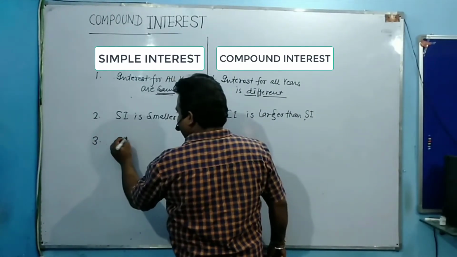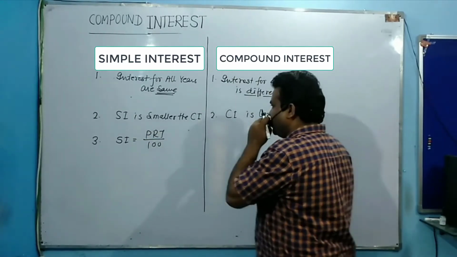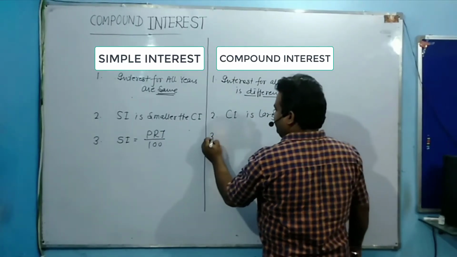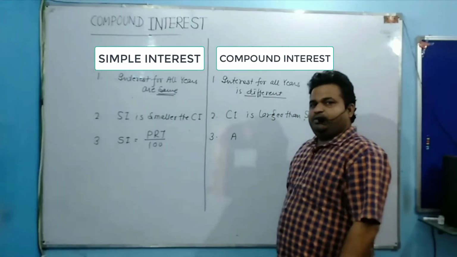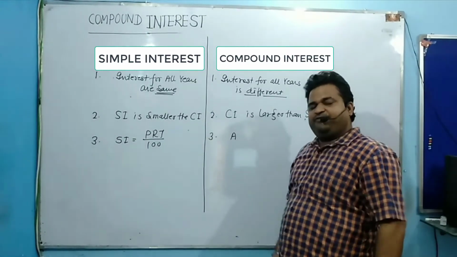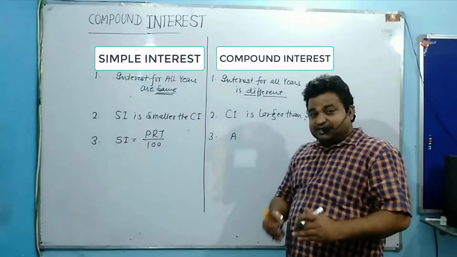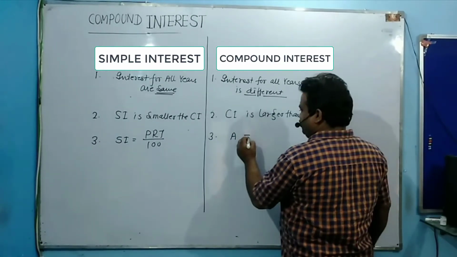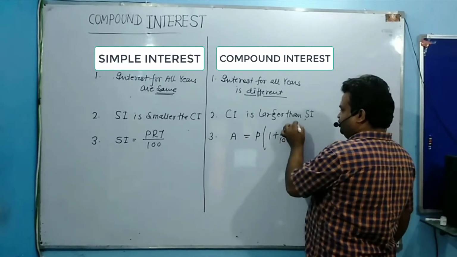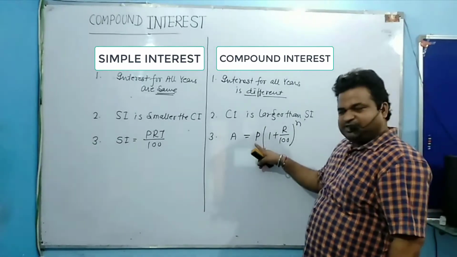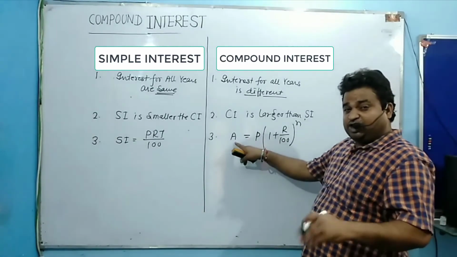Now, the third difference, the formula. The formula of simple interest is PRT by 100. Whereas what is the formula of compound interest? It is calculated by first finding the accumulated amount, and then taking the difference between the accumulated amount and the principal. The accumulated amount A is P times (1 plus R divided by 100) raised to the power n, where P is the principal sum, R is the rate per annum, n is the number of years, and A is the accumulated amount.